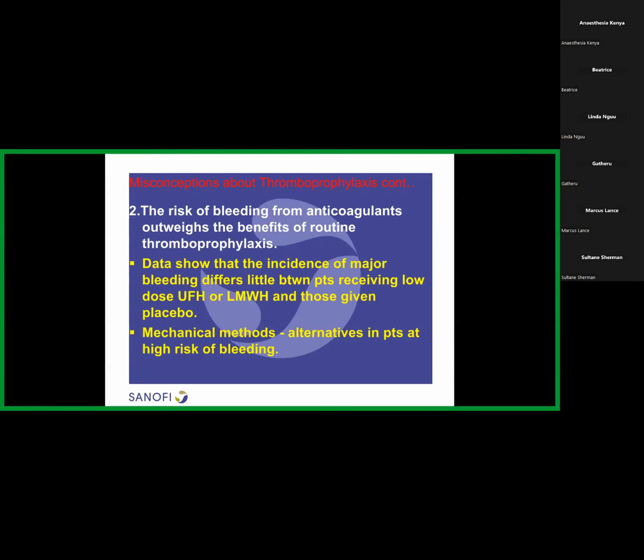Does the risk of bleeding from anticoagulants outweigh the benefits of routine thromboprophylaxis? I think this will depend on you as a doctor. But if you see that the risk of bleeding is higher, then you can opt to go with the mechanical methods, and this as well might be able to take care of the risk of VTE.